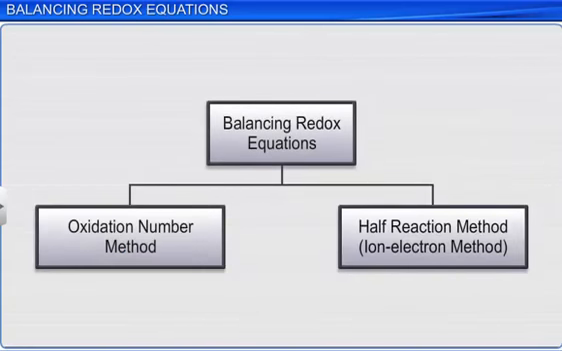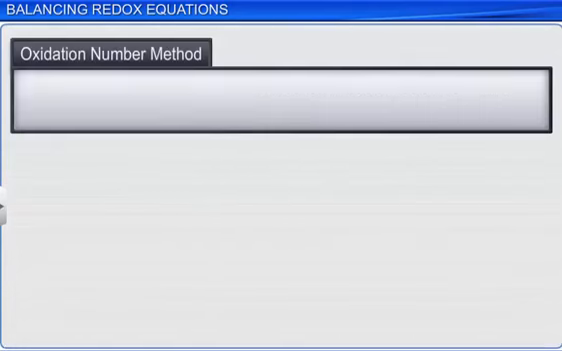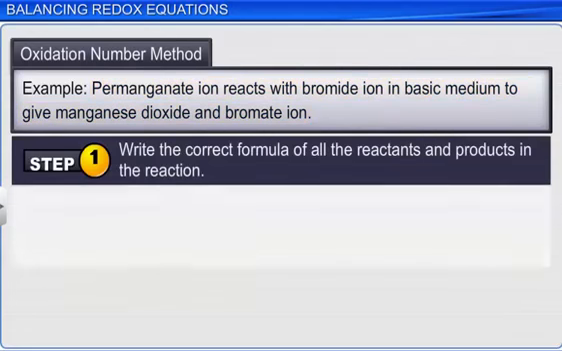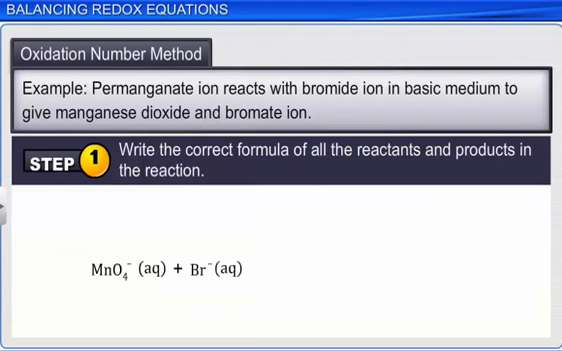Let's discuss the various steps to balance the redox equation using the oxidation number method with the help of an example. In this reaction, permanganate ion reacts with bromide ion in basic medium to give manganese dioxide and bromate ion. In the first step, write down the correct formula of all the reactants and products in the reaction.